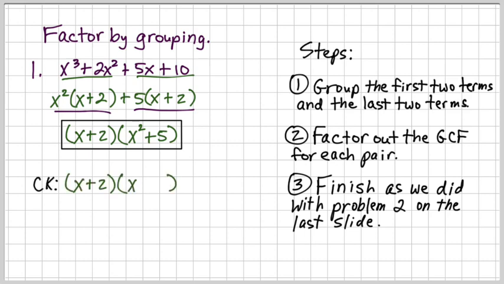And I just want to make one more note here. We can easily check this. Remember, we can always check it by factoring, and we should get back to what we started with. And so let's go ahead and do that. We're going to FOIL this.